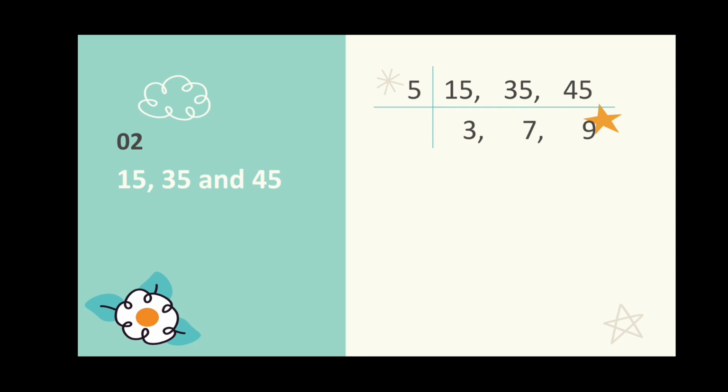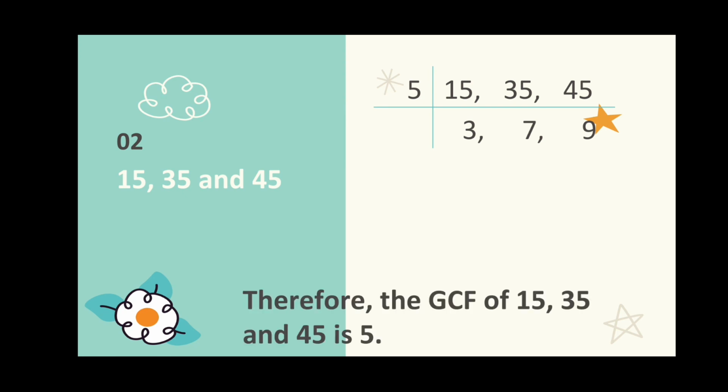So sa tingin ninyo, may common factor pa ba ang 3, 7, and 9 except 1? Wala na. Merong common factor ang 3 and 9, pero katulad ng sinabi ko kanina, since we're going to find the GCF, this time, kailangan lahat ng given numbers ay may common factor. Yun ang dapat nating i-divide. So, ibig sabihin, tapos na tayo mag-divide, the only common factor of these 3 numbers is 5. Since walang ibang factor except 5, therefore, the GCF of 15, 35, and 45 is 5.